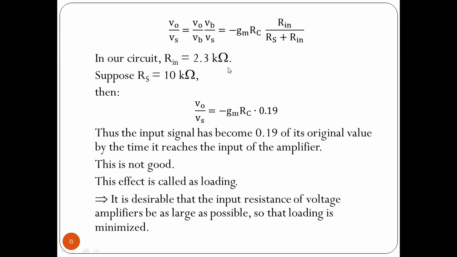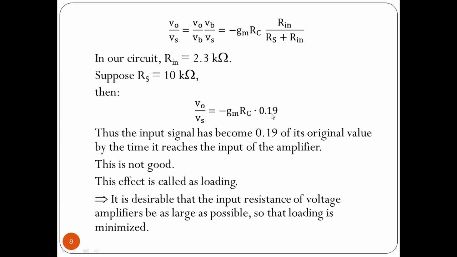In our circuit, the input resistance, if you calculate R1 parallel R2 parallel r_pi, comes out to about 2.3 kilo ohms. Now suppose we really don't know how much RS is. It varies widely, as we had discussed briefly. Let us assume for the sake of argument that RS is 10 kilo ohms. Then we substitute for Rin and RS here and we find that VO over VS is minus gm RC into 0.19.